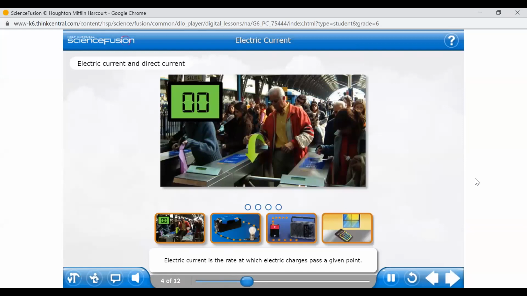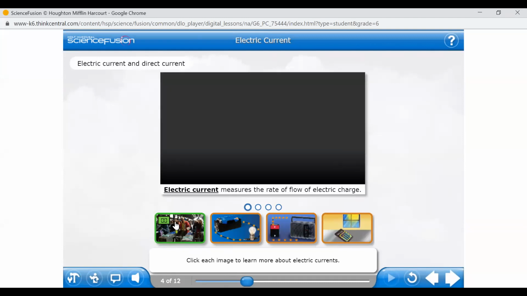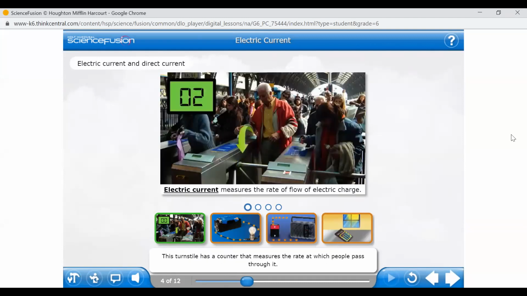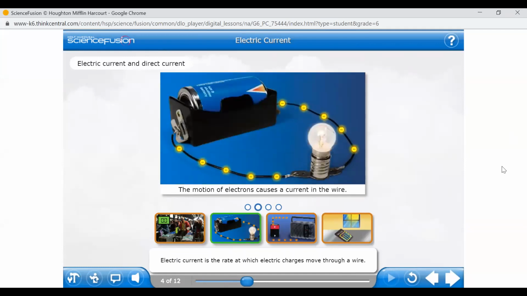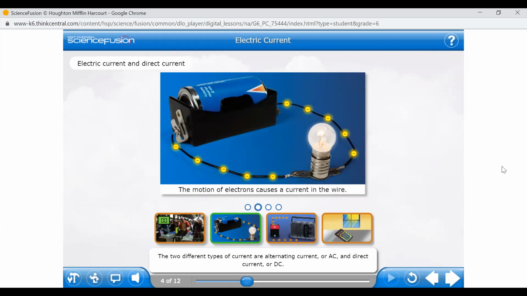Electric current is the rate at which electric charges pass a given point. Click each image to learn more about electric currents. This turnstile has a counter that measures the rate at which people pass through it. In a similar way, electric current is a measure of the rate at which electric charges pass a given point. Electric current is the rate at which electric charges move through a wire. The motion of electrons causes a current in the wire. The two different types of current are alternating current, or AC, and direct current, or DC.